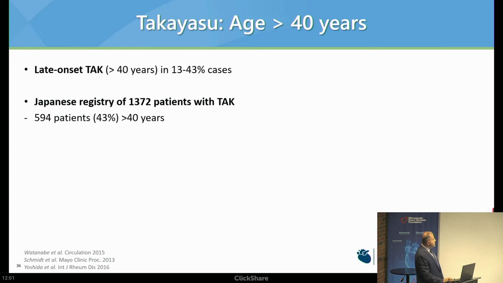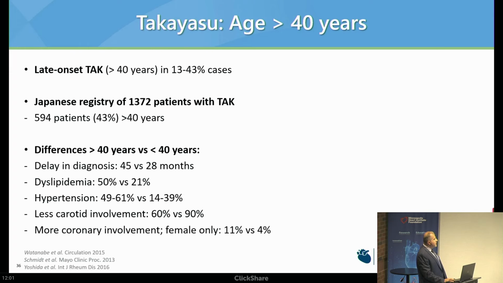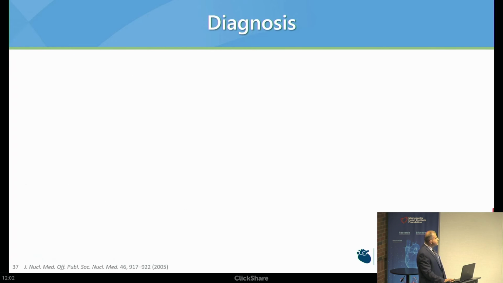Based on a registry that had 1,300 patients, about 43% of these patients were diagnosed older than age 40. And in those patients, the diagnosis could usually be delayed. They have more dyslipidemia, hypertension, and less carotid involvement, 60 versus 90%. That means they have more coronary involvement, especially in females. And we have had patients with Takayasu present to our institution with acute coronary syndrome, and I had to share the cases with the cardiologist.